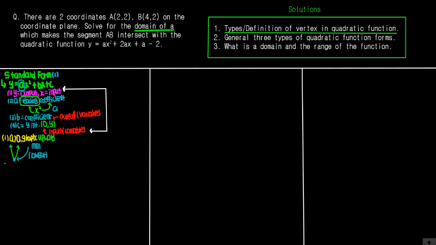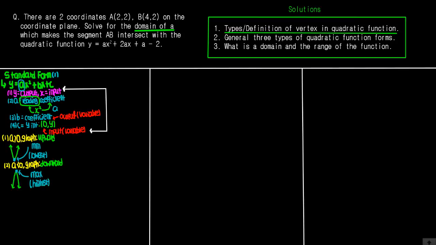Our second case of the vertex happens when our a value, our leading coefficient, is a negative value. Then the graph of our quadratic function will open, or go, downward, unlike the first one, which went upward. The downward one will look something like this, opposite to the first one going upward, and it will contain another very important point in our quadratic function, which we call the maximum, or the highest point, on our quadratic function.